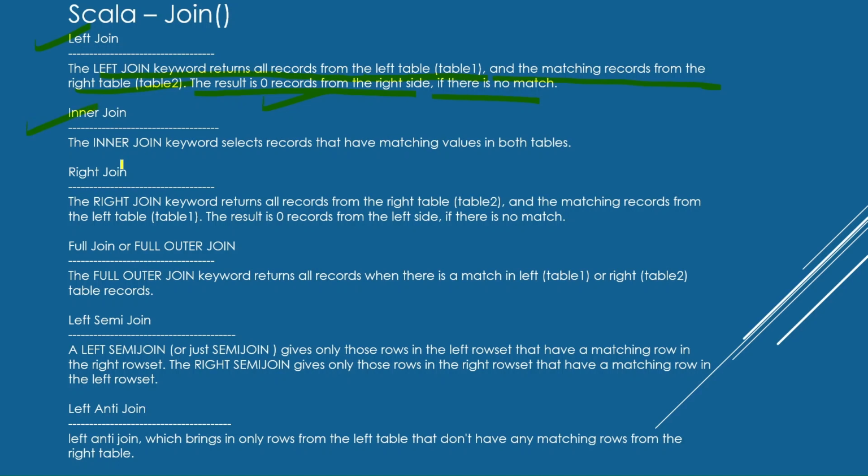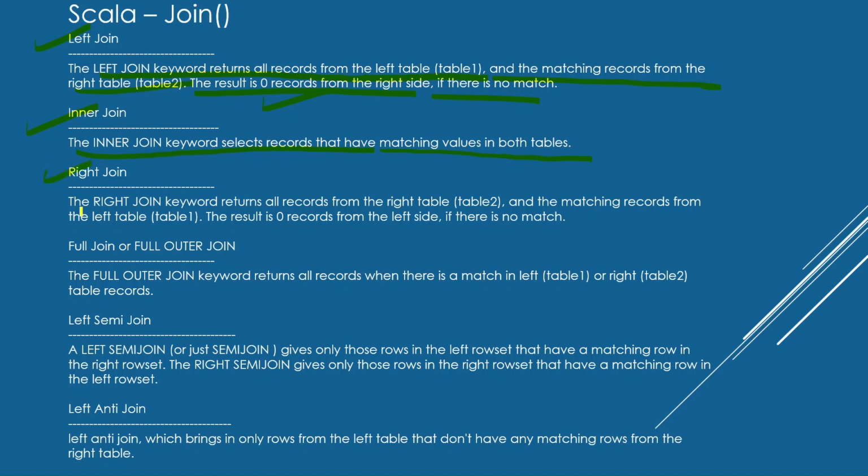Another is inner join. The inner join keyword selects the records that have matching values in both tables. So it will fetch all the records which are present on both sides, the left table as well as the right table.